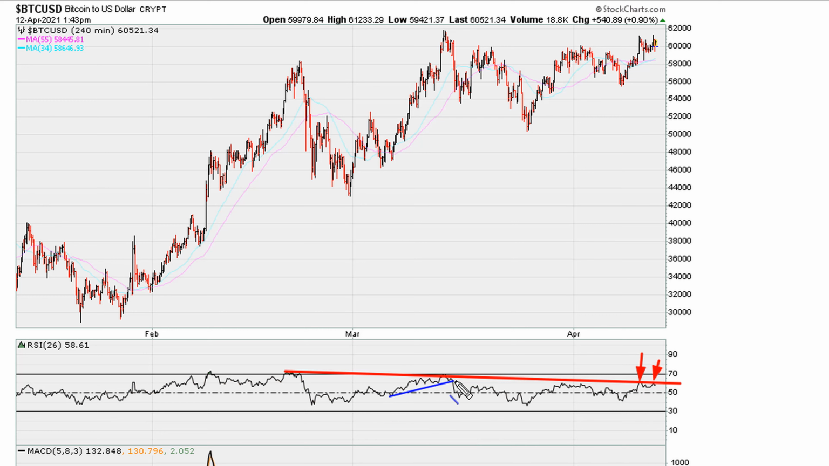And then we have this breakpoint here, which gave us a pullback. And now we're essentially coming back to test that area. More importantly, as a carry-on from the previous video, what we are discussing here also has to do mainly with where the RSI is trading. And we can see that these resistances that we are seeing here on the blue and the red line continue to be around the 61.8 threshold.